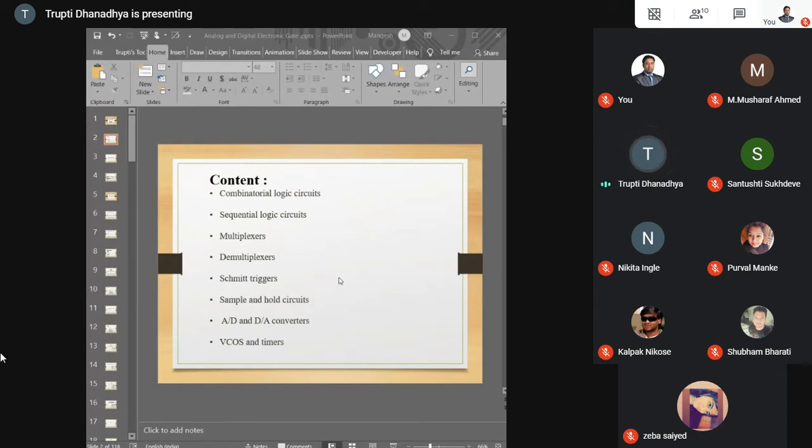Then we have the Schmitt trigger. Actually there are two types, but because of time I am going to teach you only the inverting type. The relations are the same for inverting and non-inverting. It is related to op-amp applications. There are various types of circuits using the op-amp, but in your syllabus there is only the Schmitt trigger.